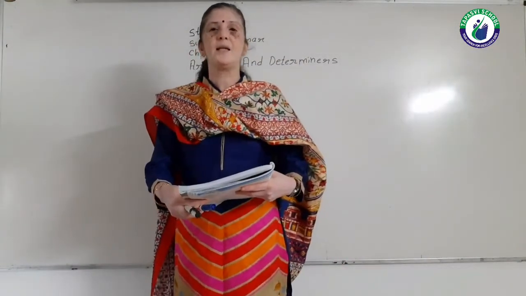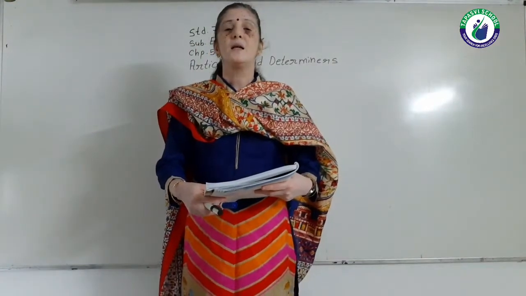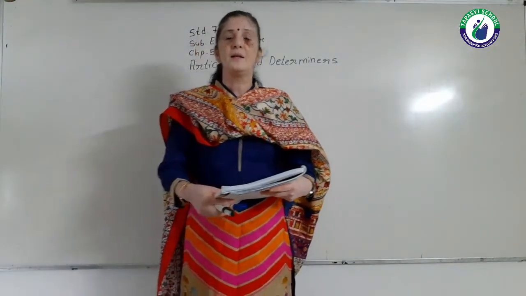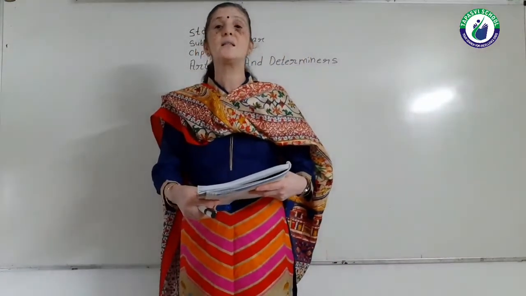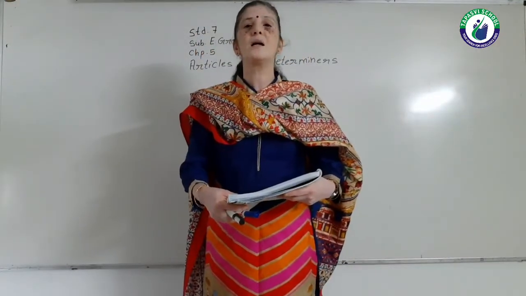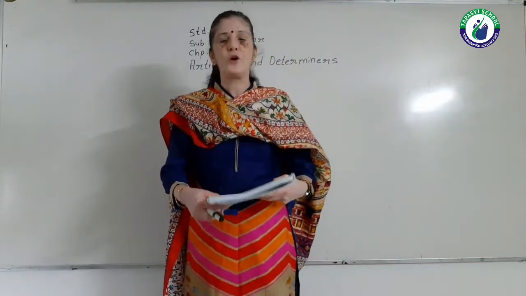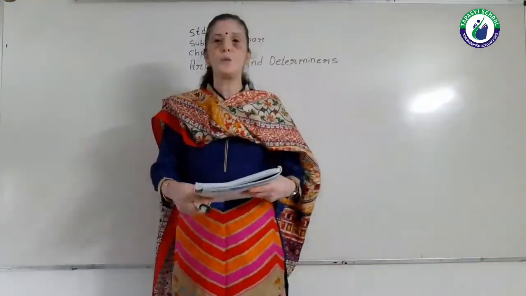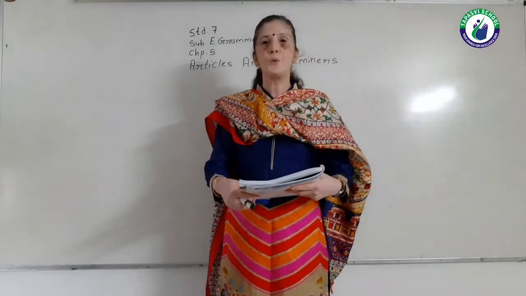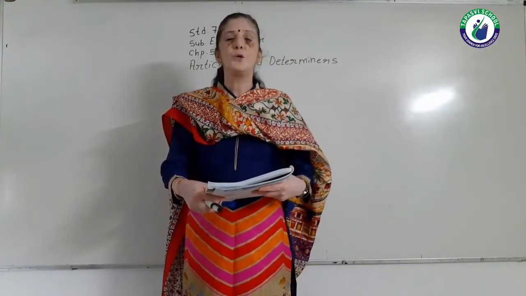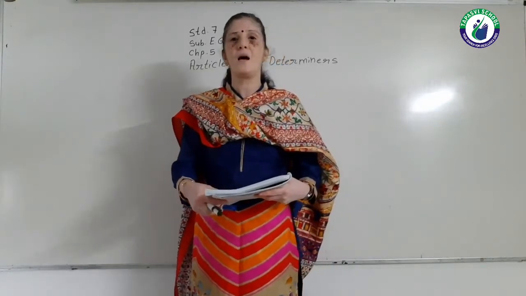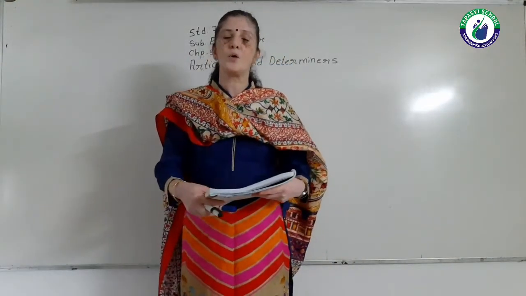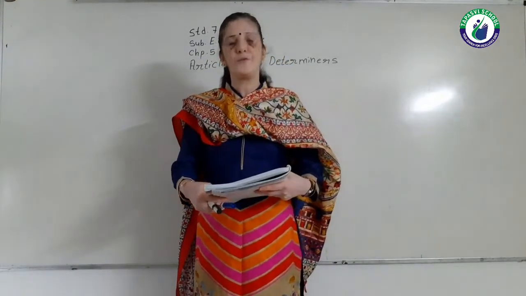A university. University, U is a vowel, but the sound of U in this word university is "ya". So "ya" is a consonant. So before that we have to write "a" union. A union. See, "ya". U is a vowel, but here the sound of U is "ya", and "ya" is a consonant. So we have to write "a" before that.